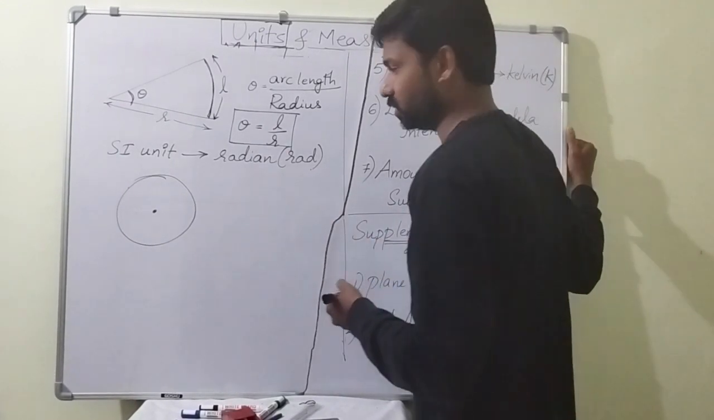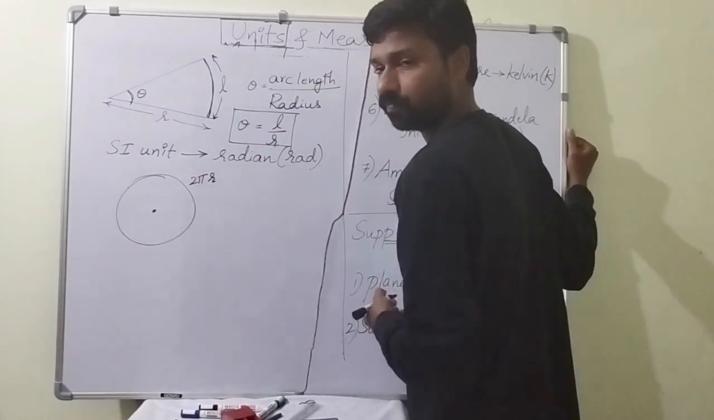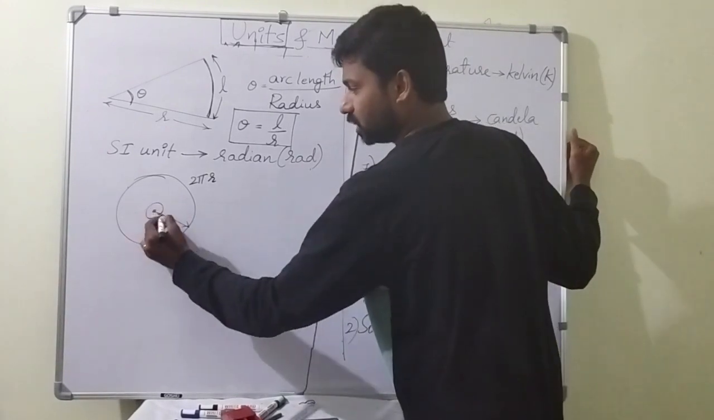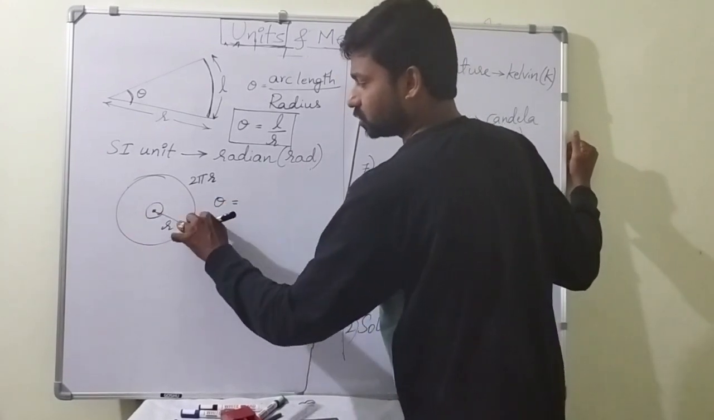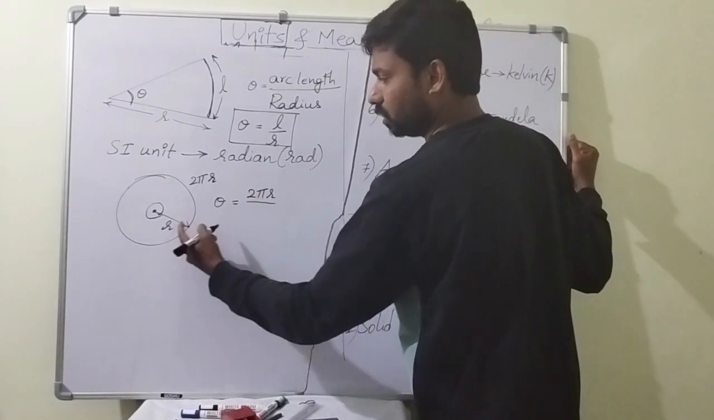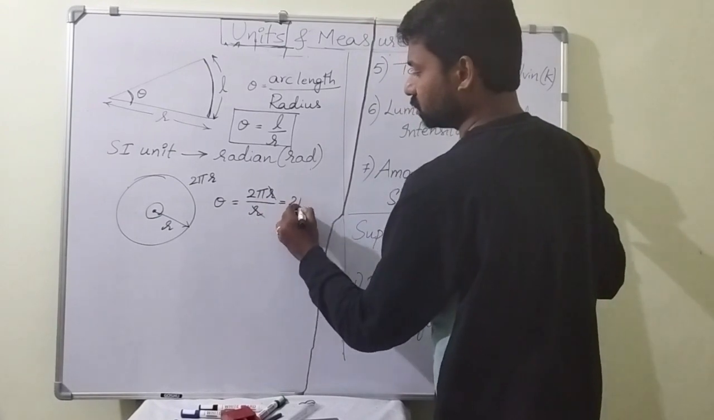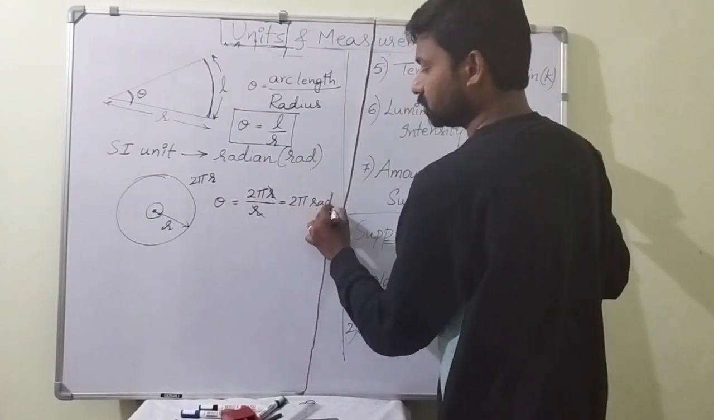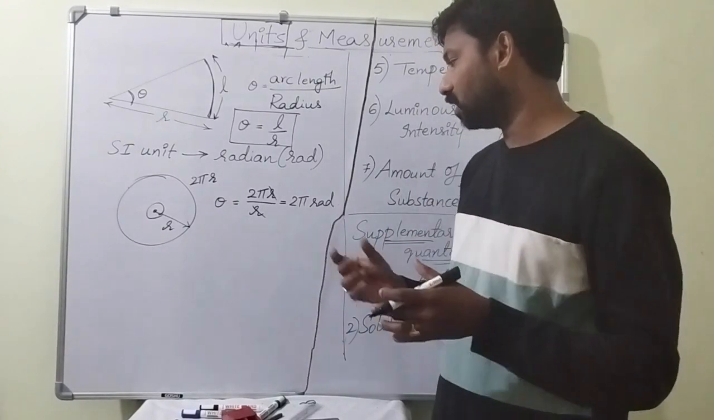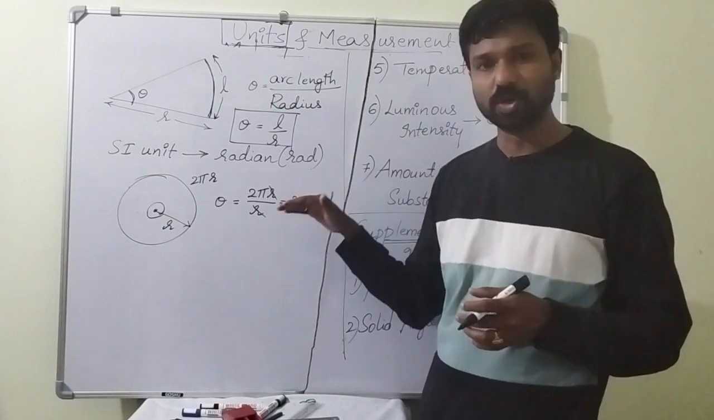How is it? Just look at this. What is the circumference of a circle? 2 pi r. What is the radius of the circle? R. What is the angle at the center? Theta is equal to, what is the total arc length, my dear? 2 pi r divided by, what is this radius? R. R and R cancel, and you will get 2 pi radian. This is how we get the angle at the center of the circle as 2 pi radian. Is that okay? Right? This is about plane angle.